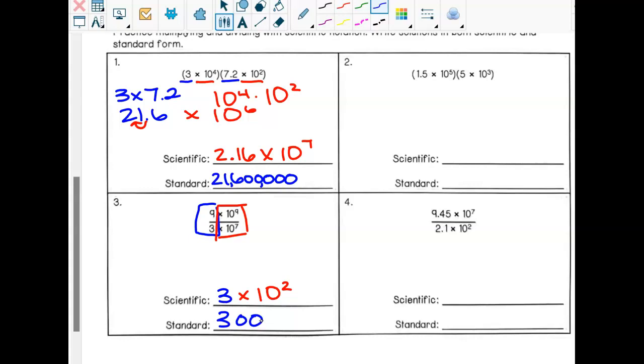So pause the video and do number 2 and number 4 on your own. Okay, hopefully you had a chance to do those on your own. Let's see what you got.